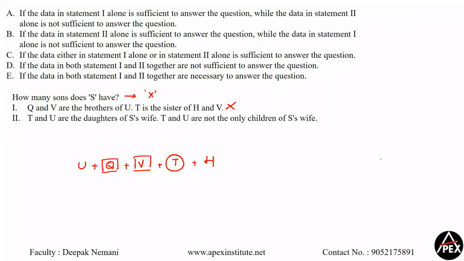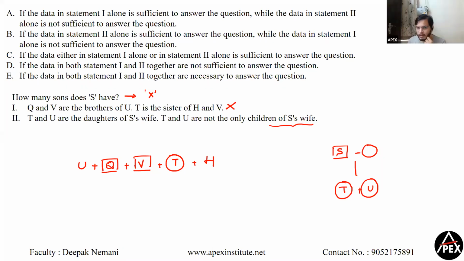T and U are daughters of S's wife. So S is male, and S's wife has daughters T and U. Now T and U are not the only children of S's wife, so T and U are not the only children of S also. S still has more children. We don't know. Now if I combine one and two, can we answer this question? No, because it is given that T and U are not the only children of S's wife.